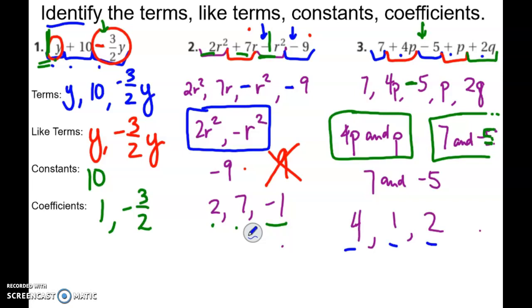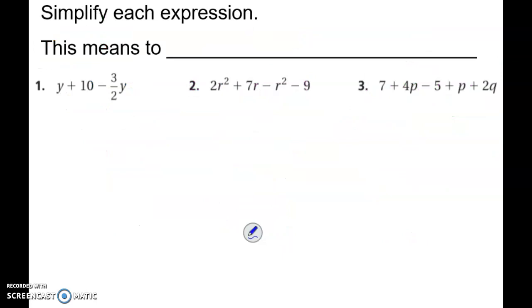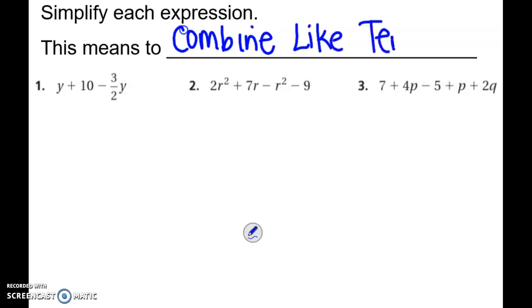Okay, so now simplify them. This is still the same examples that we just did, but now the next line says to simplify. So this means to combine like terms. Okay, we've listed what the like terms are. Now I got to actually put them together.